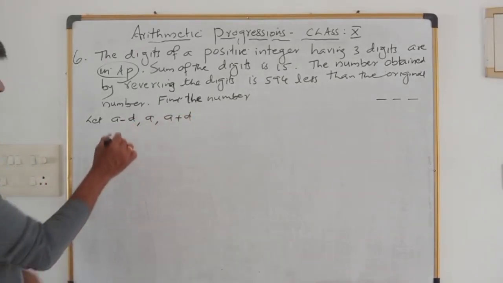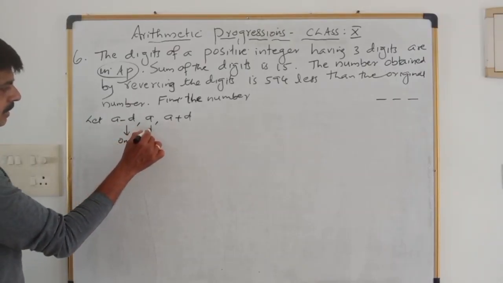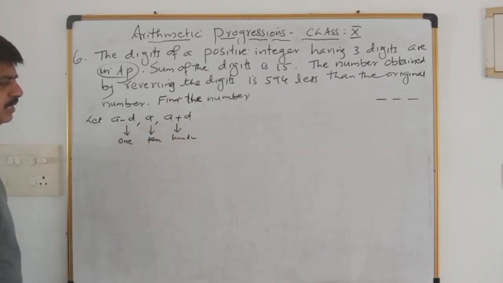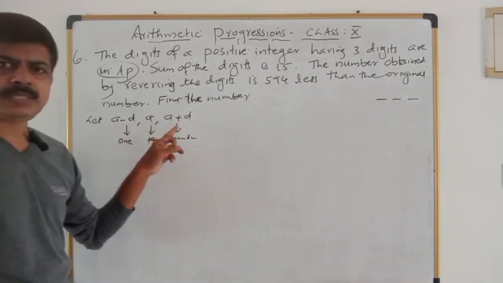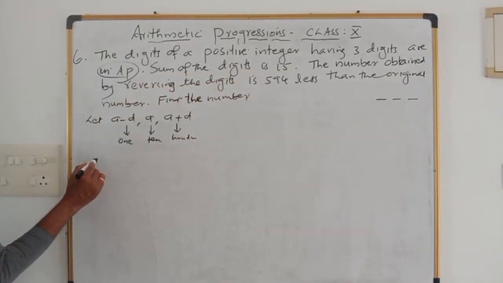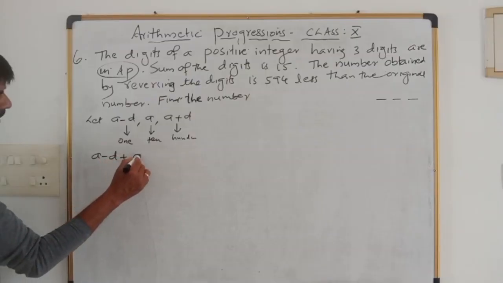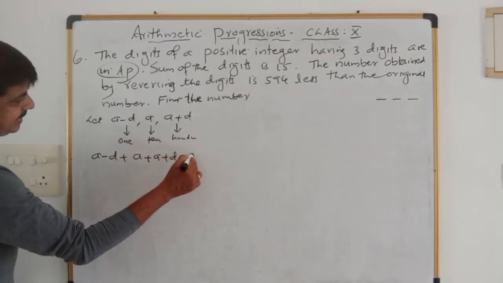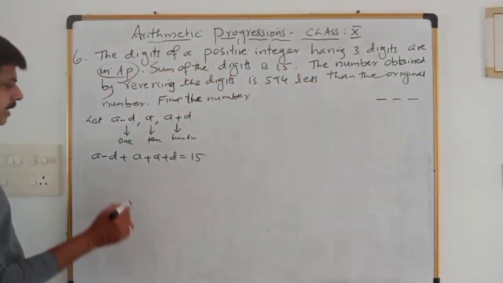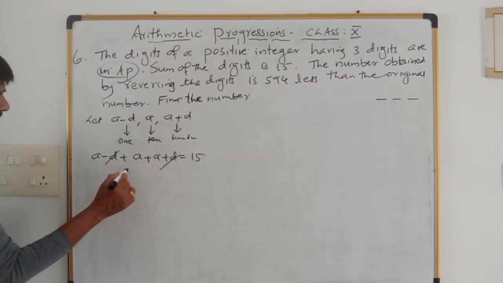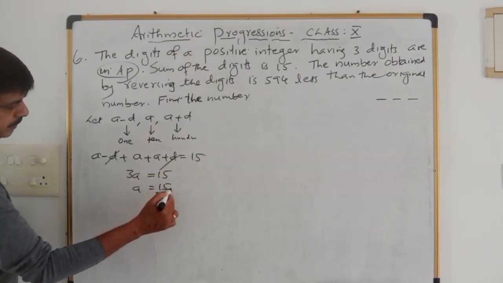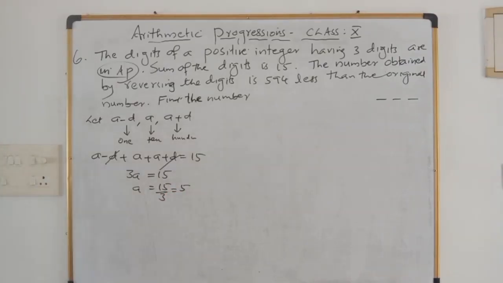A minus d is the ones place digit, a is the tens place digit, a plus d is the hundreds place digit. We know the sum of these digits is 15. So a minus d plus a plus a plus d is equal to 15. When you add these 3 digits, we should get 15. So d will be cancelled. So 3a is equal to 15, a is 15 by 3, 5. We got a as 5.